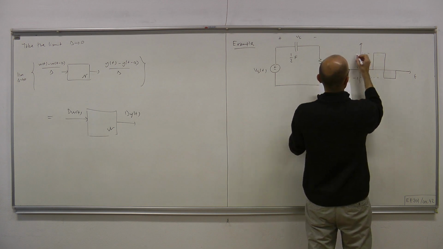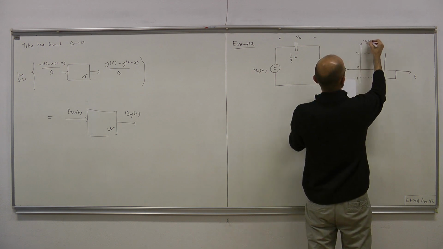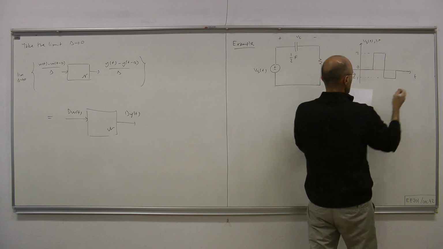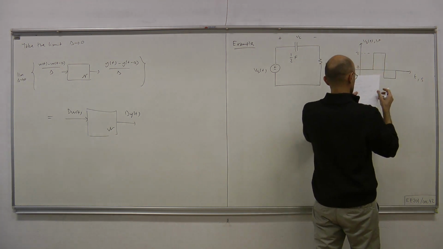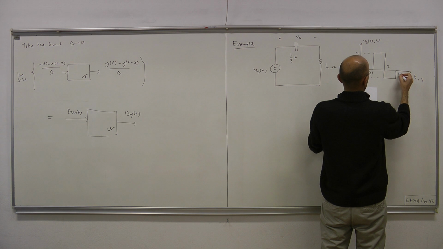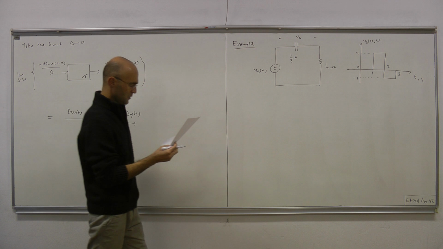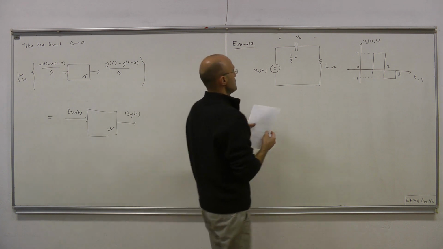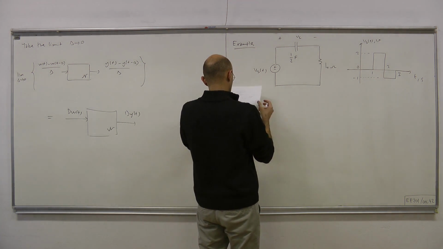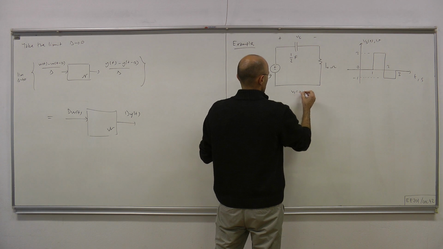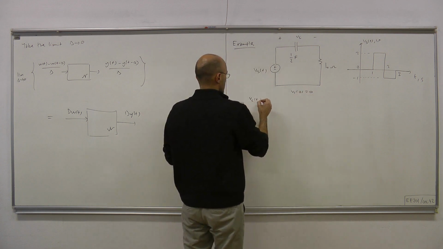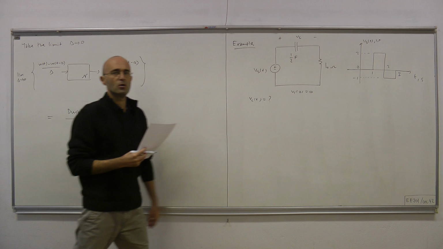-1, the magnitude is 2, this is VS(t) in volts, this is seconds: 1, 2, 3. And the question is, what's VC(t)? And the initial condition is 0, we ask for the capacitor voltage.